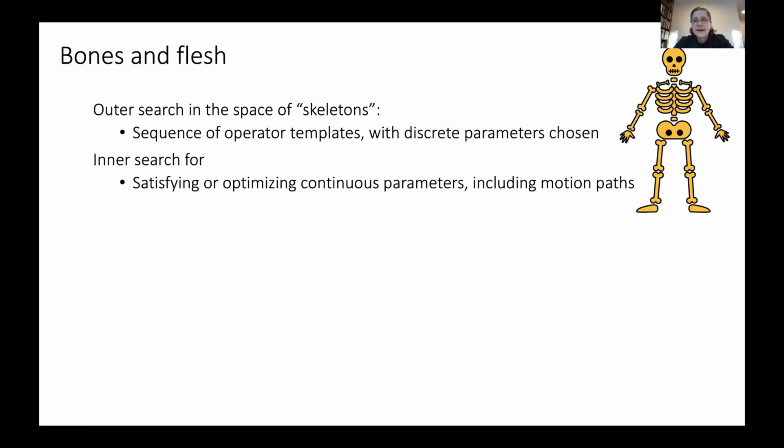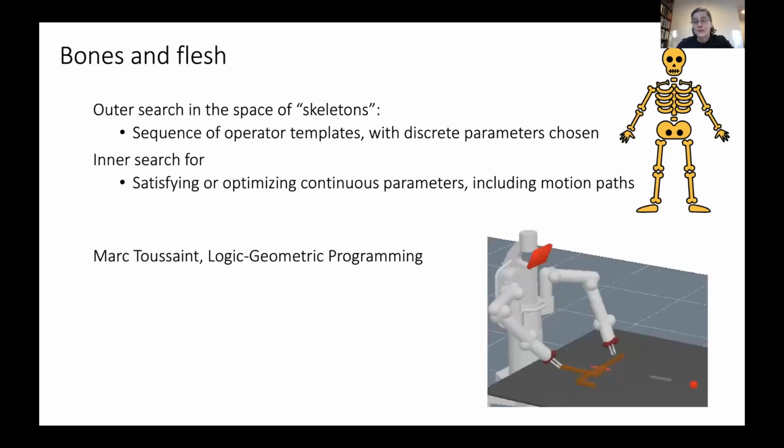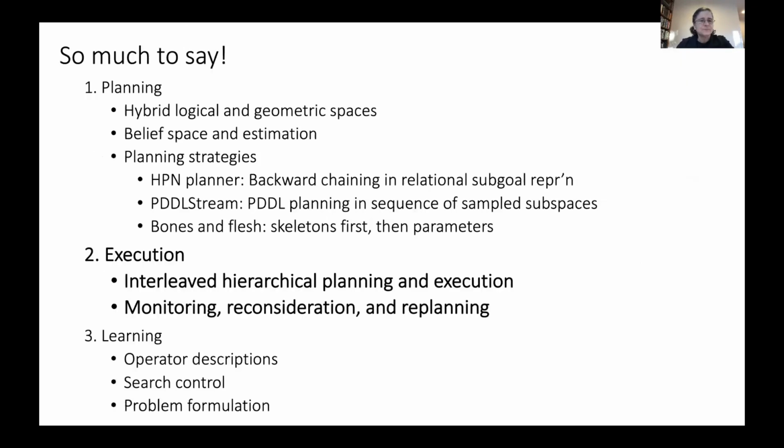And the inner search would be to say, given a skeleton, can we find values of the continuous parameters, including motion paths and potentially probabilities, that satisfy it? So that's also an interesting structure for planning that you might think about pursuing. One person who's been very successful with this method is Marc Toussaint. He has this idea of logic geometric programming, and his strategy does discrete search on the outside using branch and bound, and a kind of continuous optimization method on the inside. And he's gotten robots to solve really interesting problems this way.